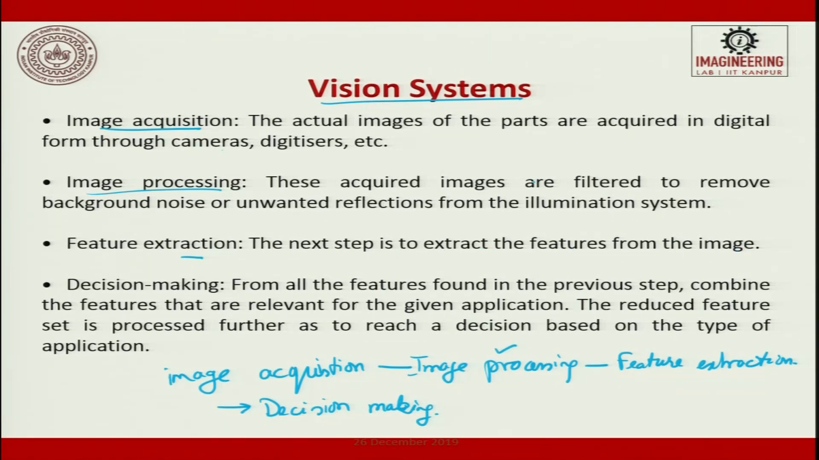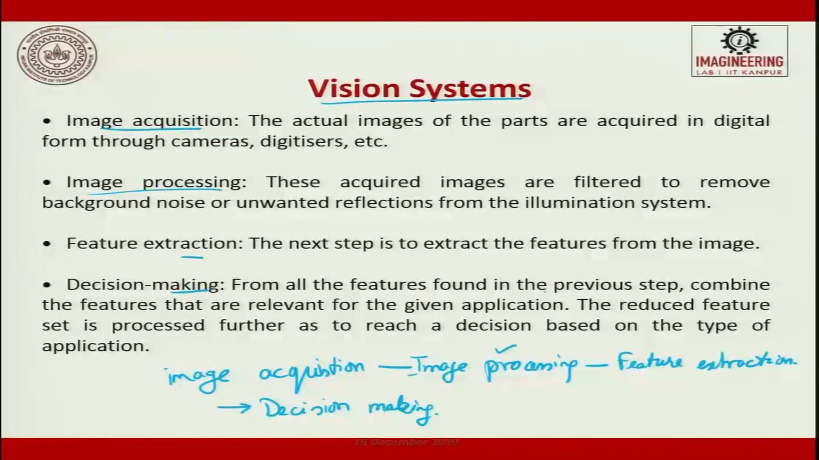First, you have only removed the background noise, you have done some corrections in the image. Then from that image you have acquired, now you have to extract features, so that these features can be used for some output. Then from the extracted features, you try to take decisions whether this information is correct or wrong, or what more information it is giving. From all the features found in the previous step, combine the features that are relevant for the given application. The reduced feature set is processed further to reach a decision based on the type of application.